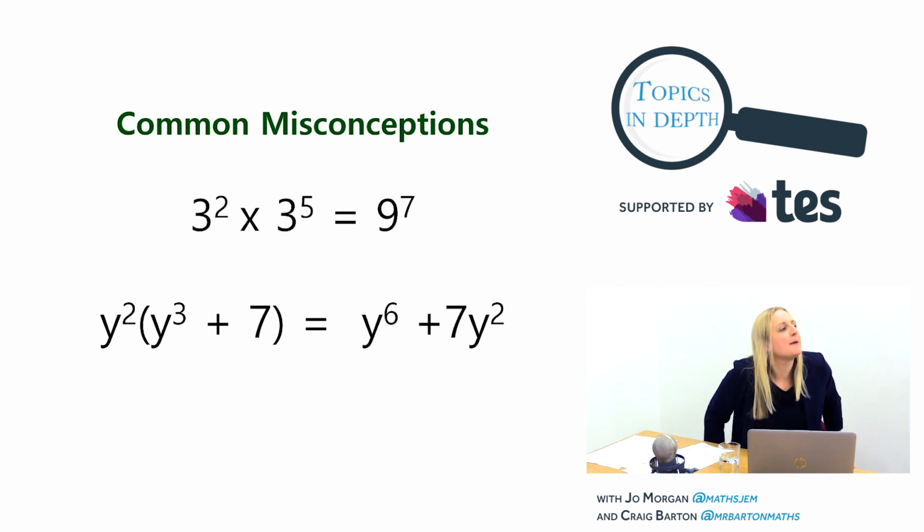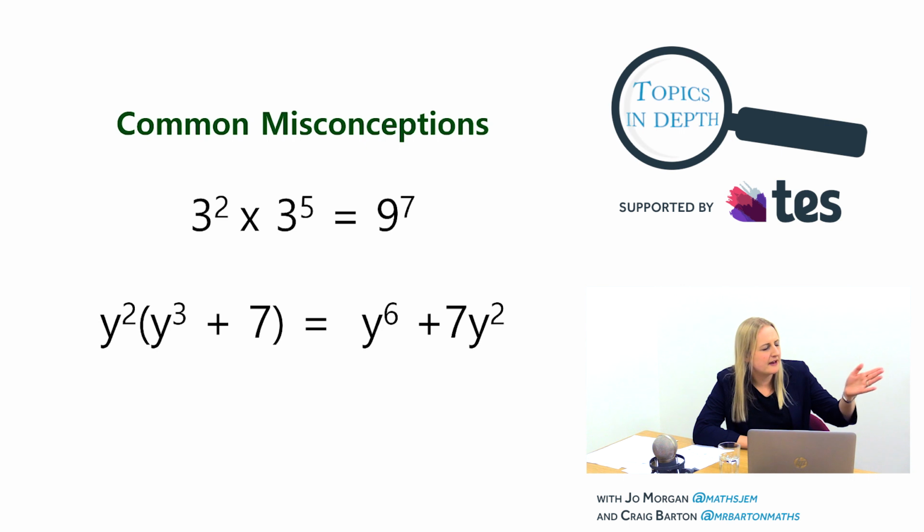The other one that I've seen a fair amount is when we're expanding the bracket. They're not seeing that as index laws, so they're not seeing that as y squared multiplied by y to the power 3, add the indices, and then multiplying the 2 and the 3. That's interesting.